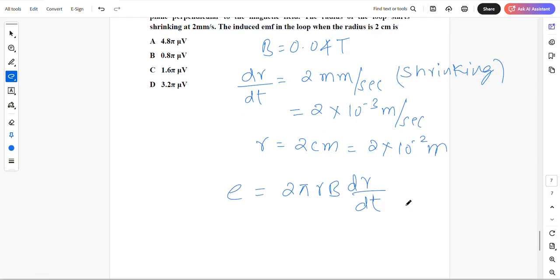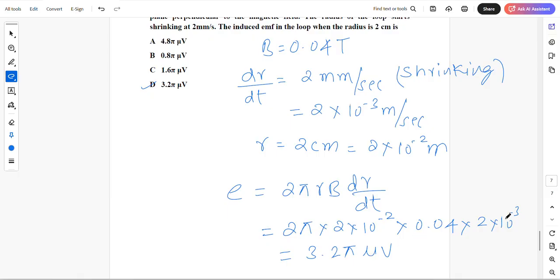That is equal to 2 into pi into the radius, 2 into 10 to the minus 2, into B, 0.04 Tesla, into dr by dt, 2 into 10 to the power of minus 3. The answer is given in the form of pi only. 2 into 2 is 4, 4 into 2 is 8, 8 fours are 32. So 3.2 pi microvolts.